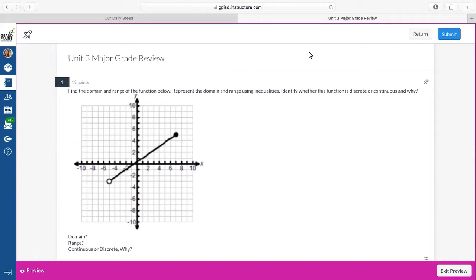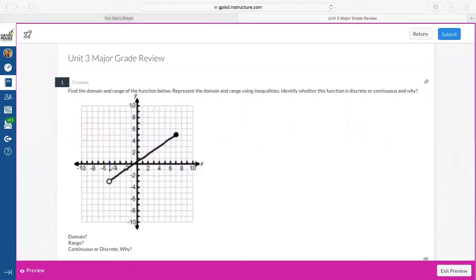Represent the domain and range using inequalities. Identify whether the function is discrete or continuous. So let's start with the first question. We need to figure out the domain and we need to figure out the range. All right, let's do domain first. Domain, is that my X or is that my Y? X, yes.